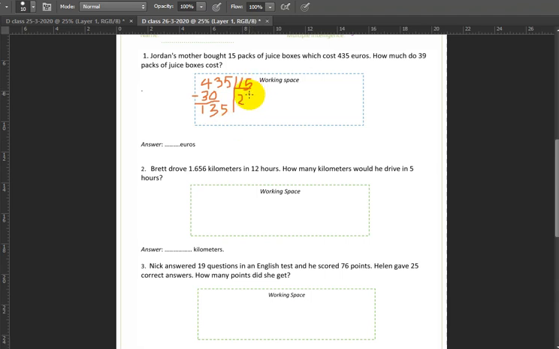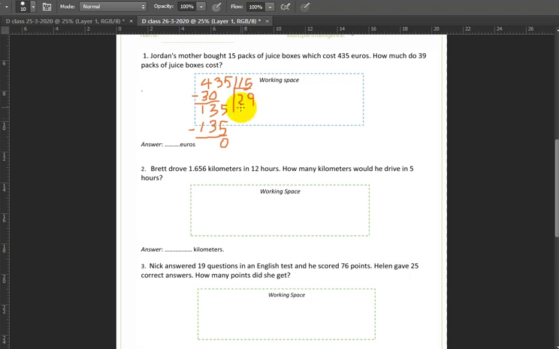So instead of 8, we're going to try 9. And 9 times 15 is going to give me 135. Now remember, we've said this before. In long division with a 2-digit divisor, mistakes are a part of solving the problem.